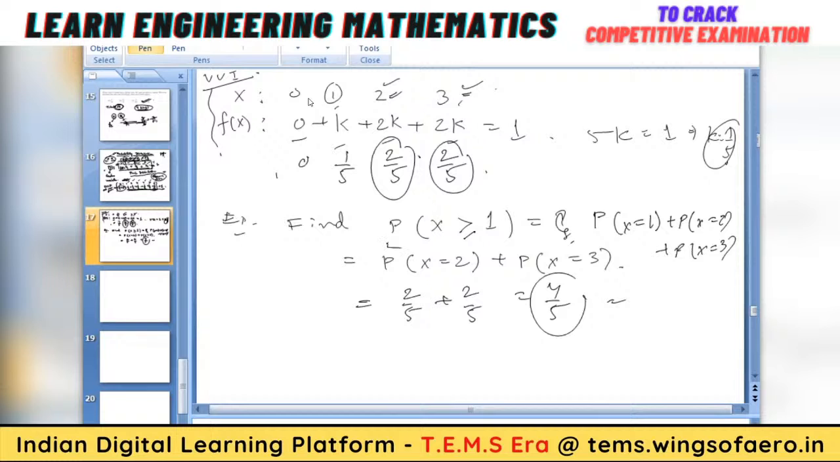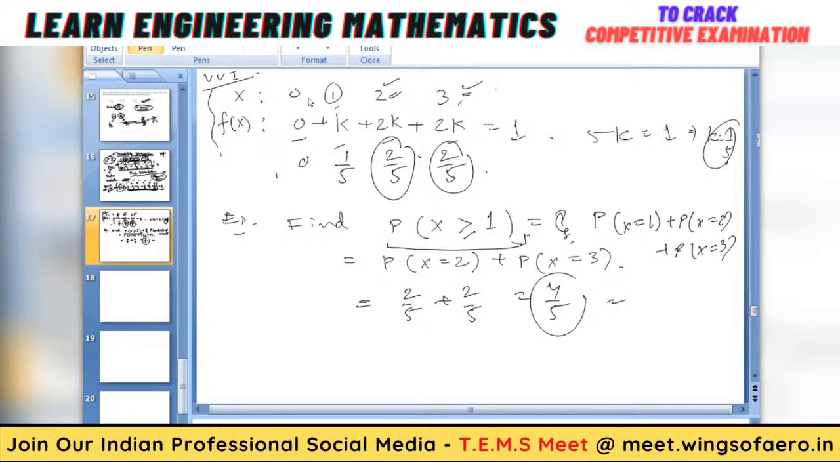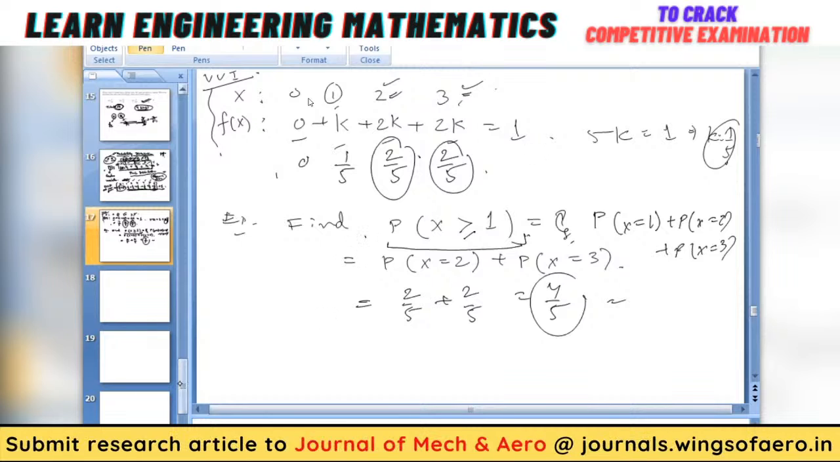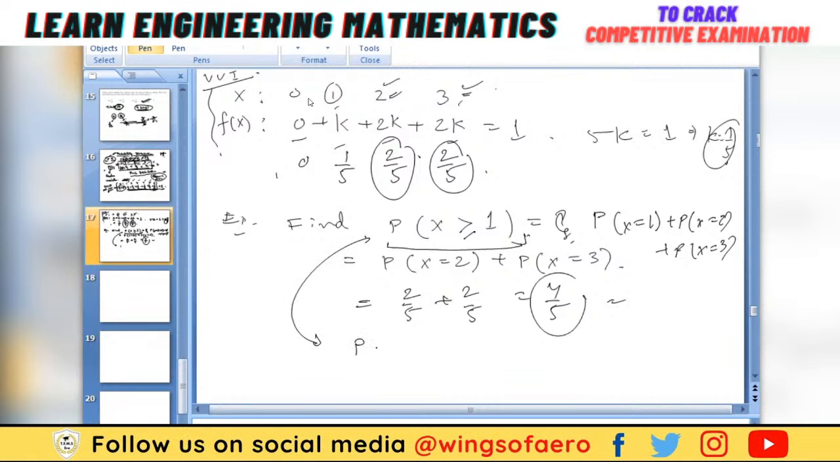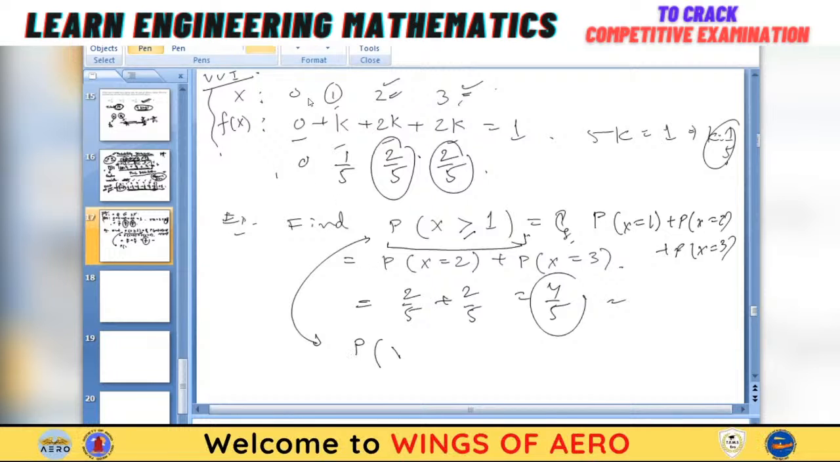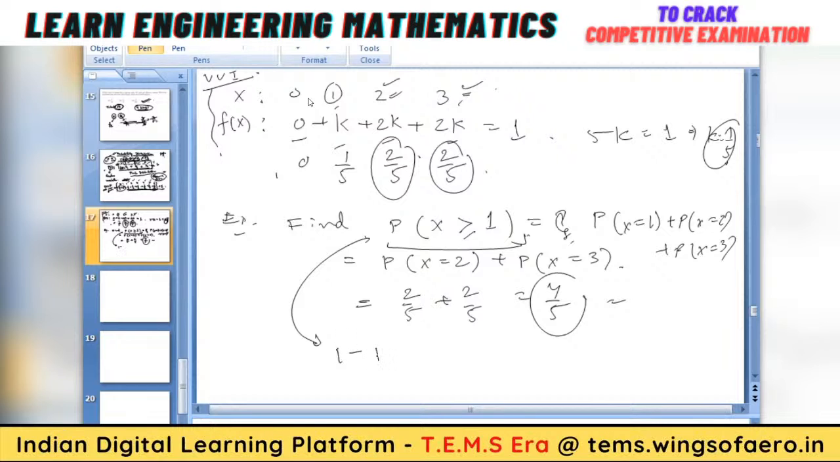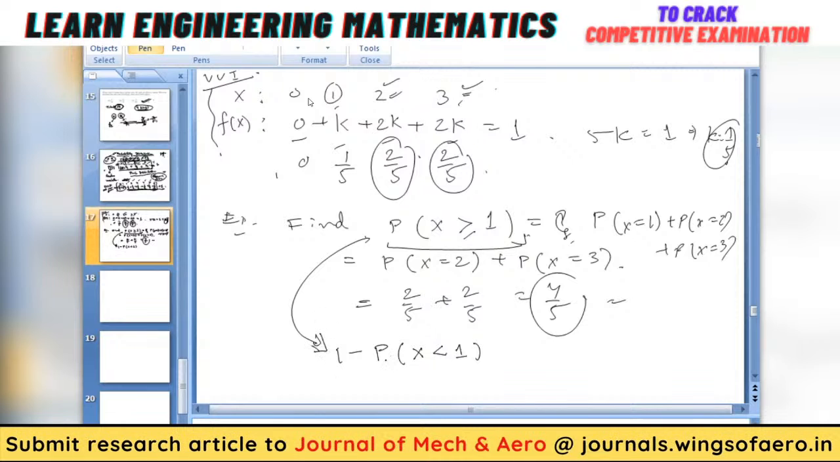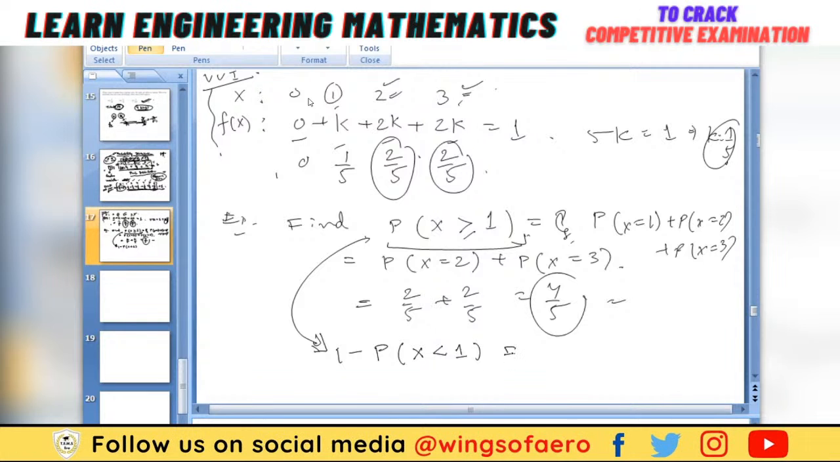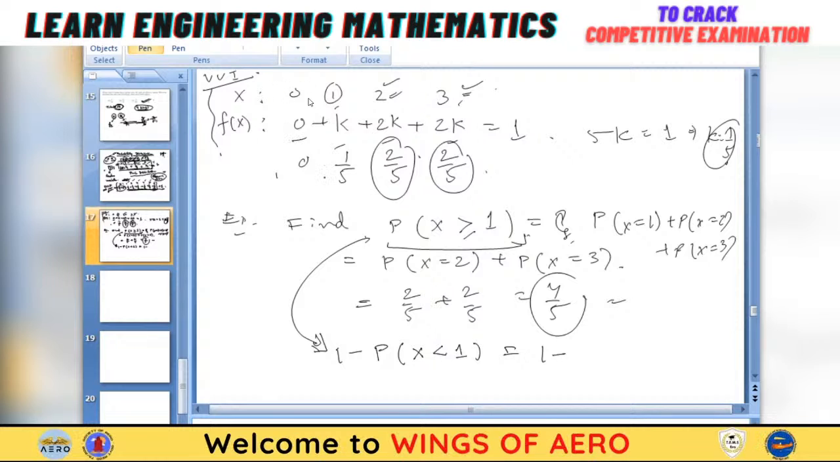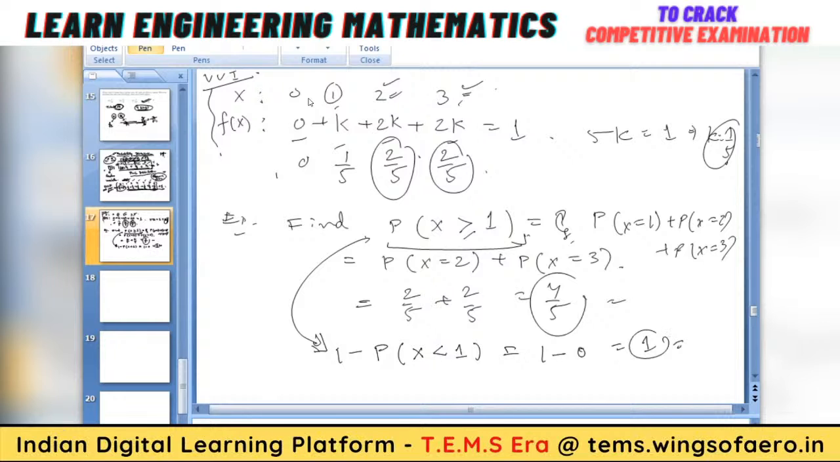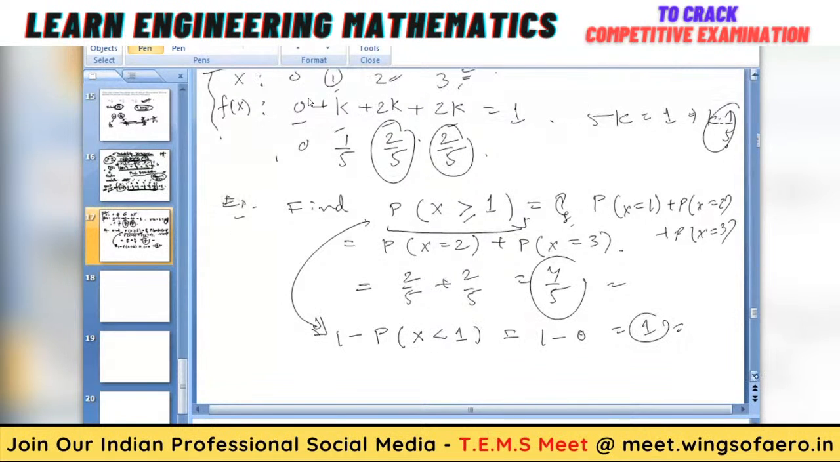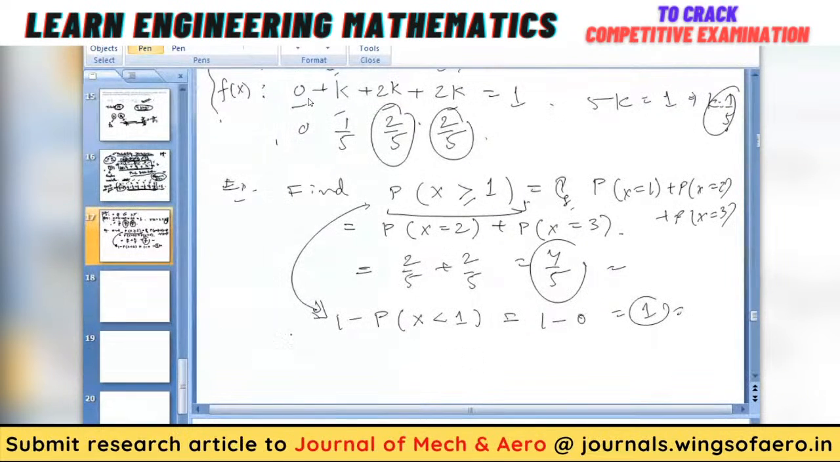In this case, if it is probability x greater than or equal to 1, you can follow another process. You know that total probability is 1, so it means 1 minus probability x less than 1. The same thing, if it is probability x greater than or equal to 1, we can write it as 1 minus probability x less than 1. It means x less than 1 means only 0. Probability of 0 is 0. 1 minus 0 is equal to 1. So you can use this formula also. So remember, exactly the opposite thing you should consider. Anybody has any doubt?